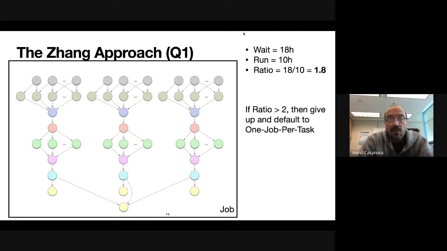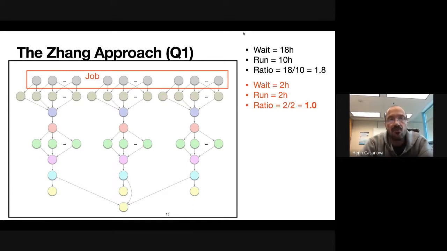If the ratio is greater than 2, there's a heuristic here where Zhang says, forget it, it's not worth it. I'm going to do one job per task. So I go back to one of the simple extremes, right? So first, I evaluate the one job extreme. If the ratio is greater than 2, then I say, forget it, I'm going to the one job per task extreme. But then I look at the other option. How about just submitting the first level, right? So that's the red job there. And let's say that this is 2 hours of wait time, 2 hours of runtime. Compute the ratio, it's 1.0. And it is lower than 1.8.